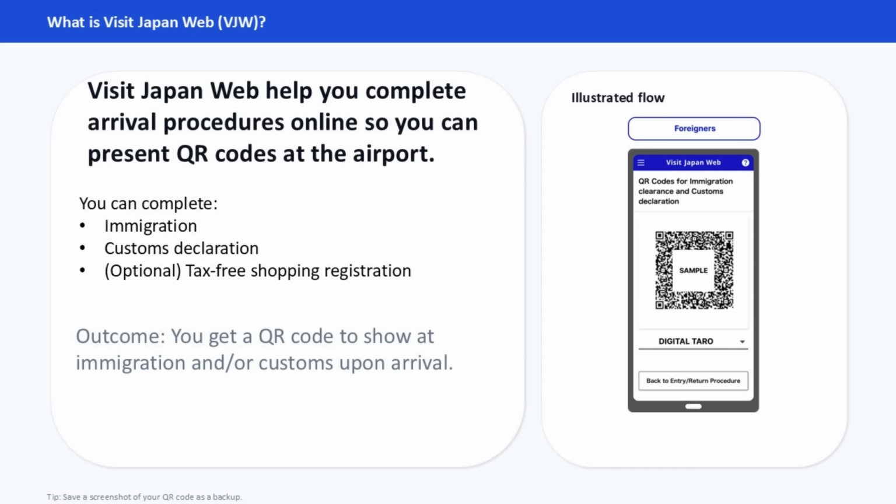Visit Japan Web is an official online service that helps you complete arrival procedures before landing in Japan. You can use it for immigration, customs declaration, and in some cases, tax-free shopping support. After registration, you will get a QR code to show at the airport.